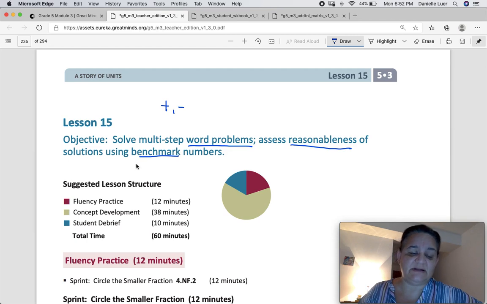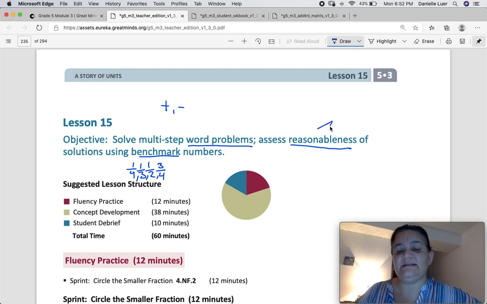Remember we said our benchmarks for fractions are usually 1/4, 1/3, 1/2, 3/4. These are all fractions that we should recognize and understand their sizes, right? And reasonableness means that we might be doing some estimation. When you see reasonableness, estimation, that's what that means. Okay, multi-step, addition, subtraction, word problems. I love word problems. Estimation with our benchmark numbers.